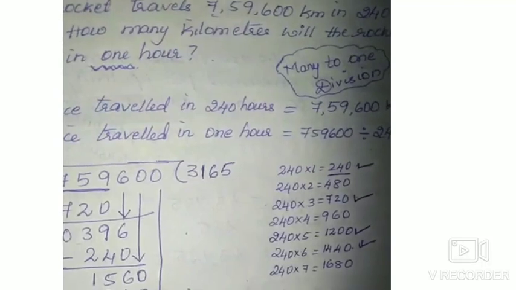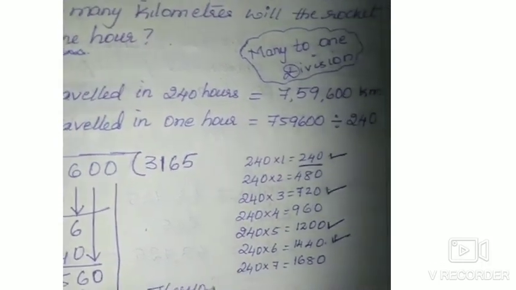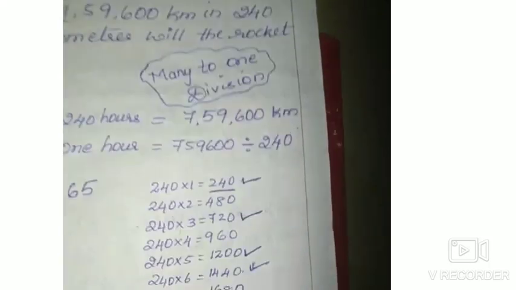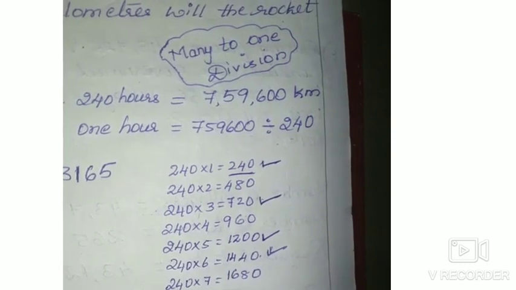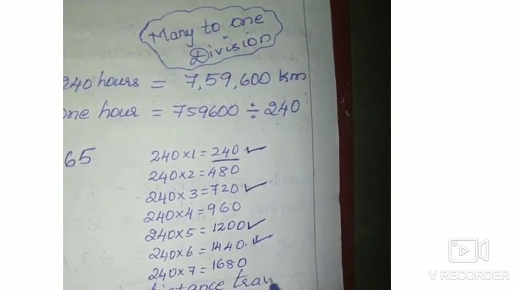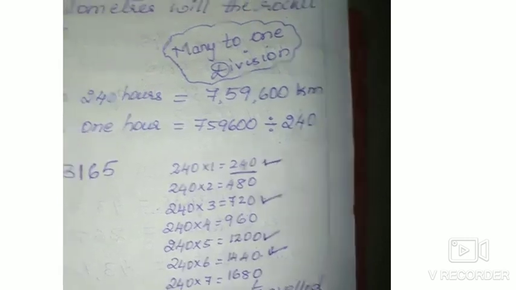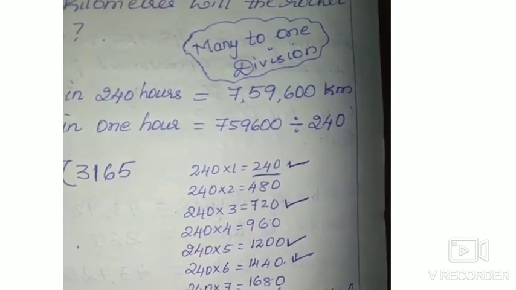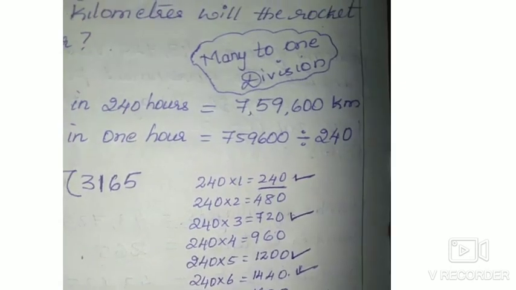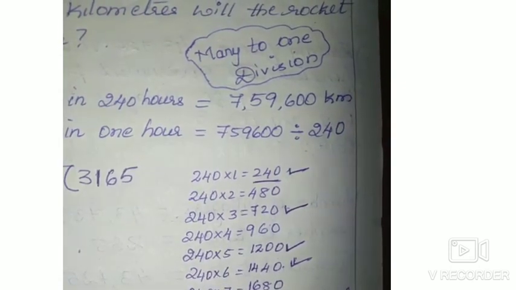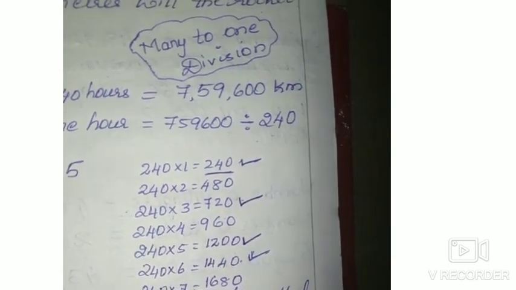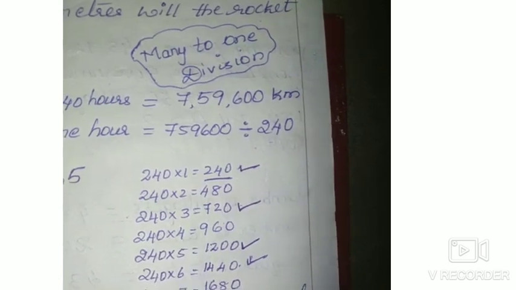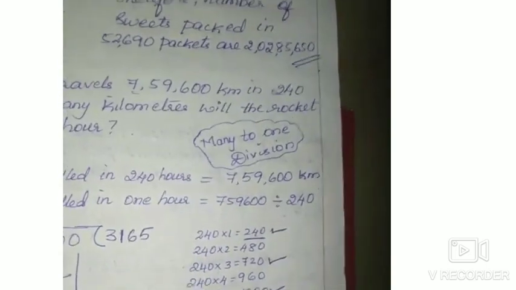So here we have the conclusion. Therefore, distance traveled by the rocket in 1 hour is 3165 kilometers. The units are very important, children: rupees, kilometers, meters.